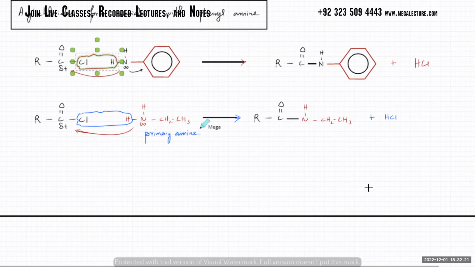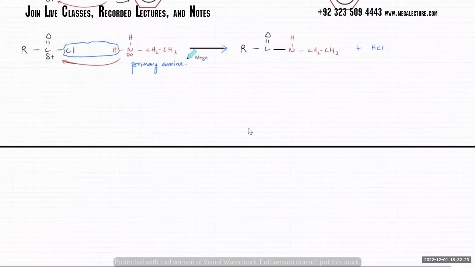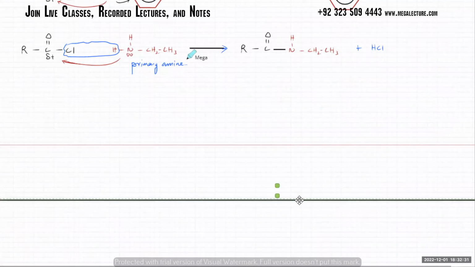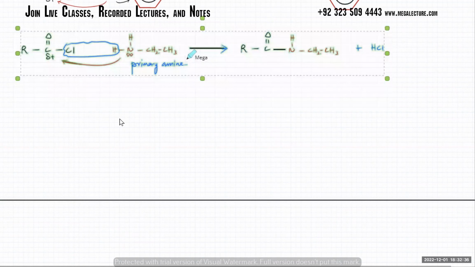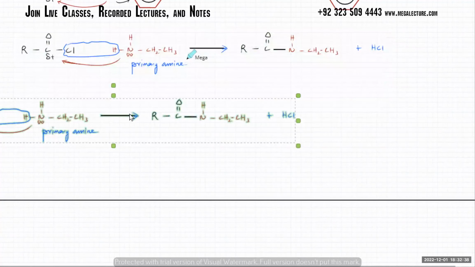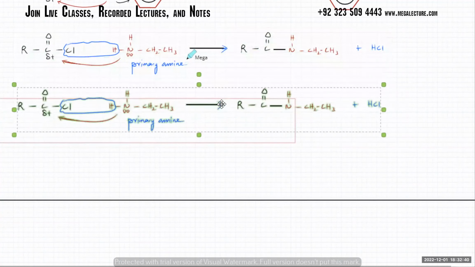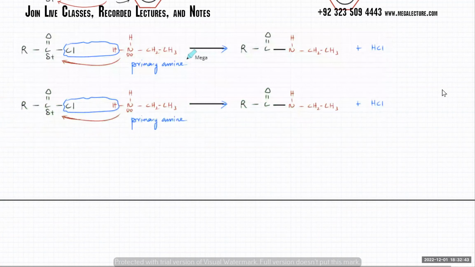So same cheese, what would be a secondary amine? Secondary amine में क्या होगा? If you have a secondary amine, your secondary amine is just going to have 2 carbon chains. So everything will be exactly the same, except that secondary amine is going to have another CH3 over here. So that makes it a secondary amine because the N has 2 carbon chains.